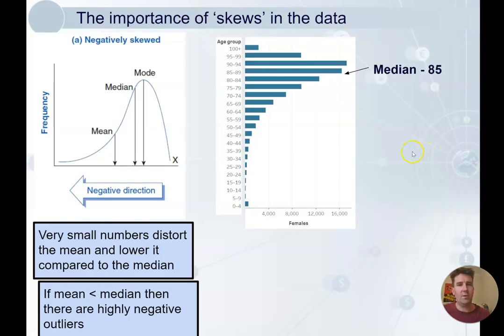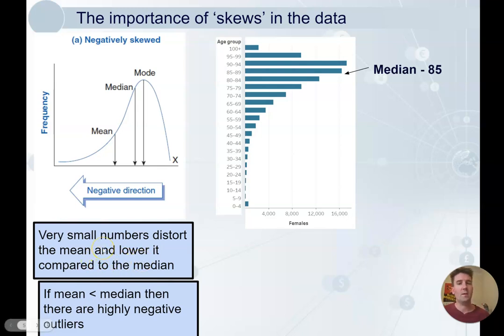Okay, here we've got average life expectancy. Now, when we say average, we mean median. So we've got negatively skewed data here. I'll show you this data in the same way that it looks like this later on. Very small numbers distort the mean and lower it compared to the median.